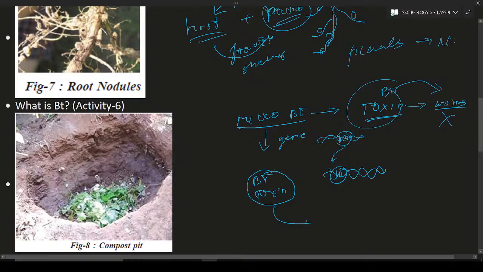When this toxin is eaten by the worms, the worms will die. It means the plants are protecting themselves by using this kind of gene. That is known as Bt toxins. Here you can see the pits. This is about Bt toxin.